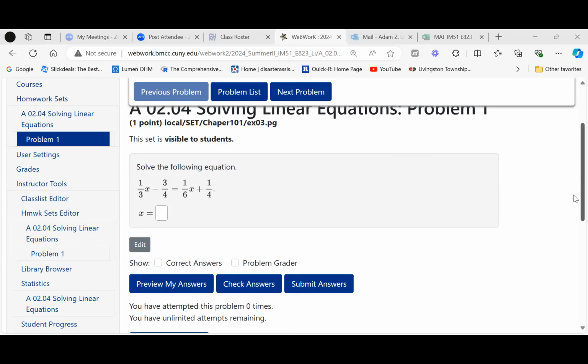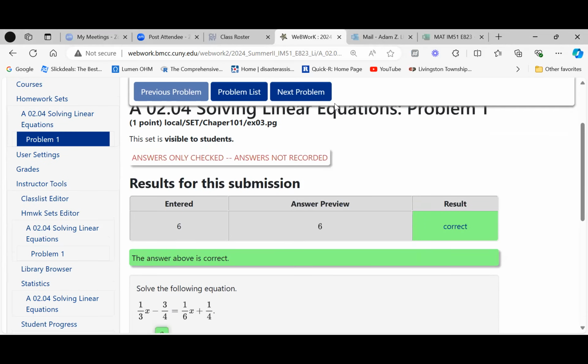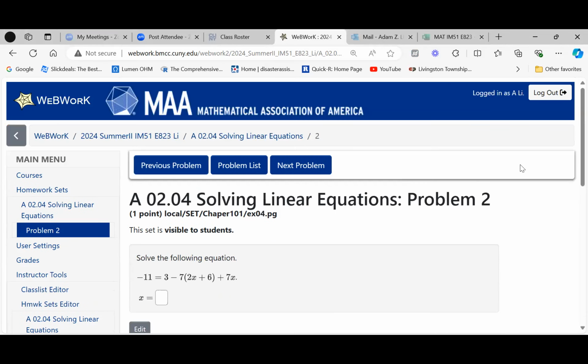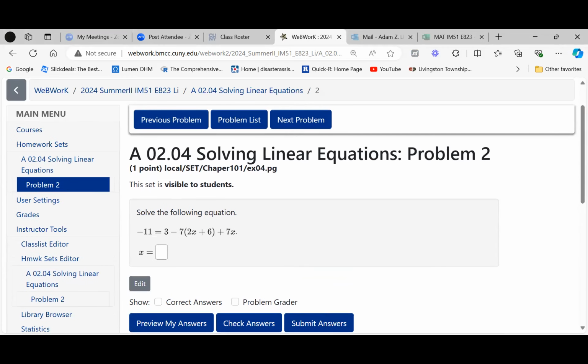Very good. Now the answer is 6, right? So you're just going to put in 6 and check it. Yeah, it is the correct answer. Now I'll try another one, right? This becomes a little more sophisticated. Okay. Try this.